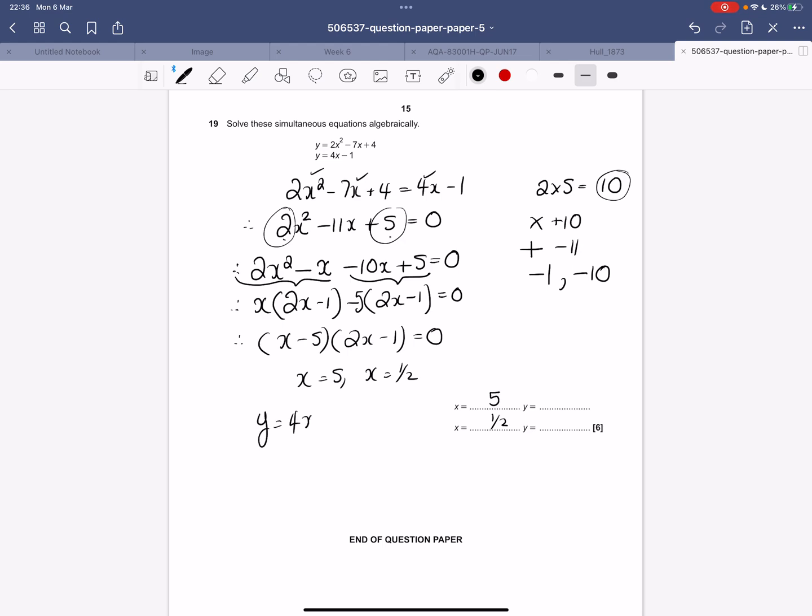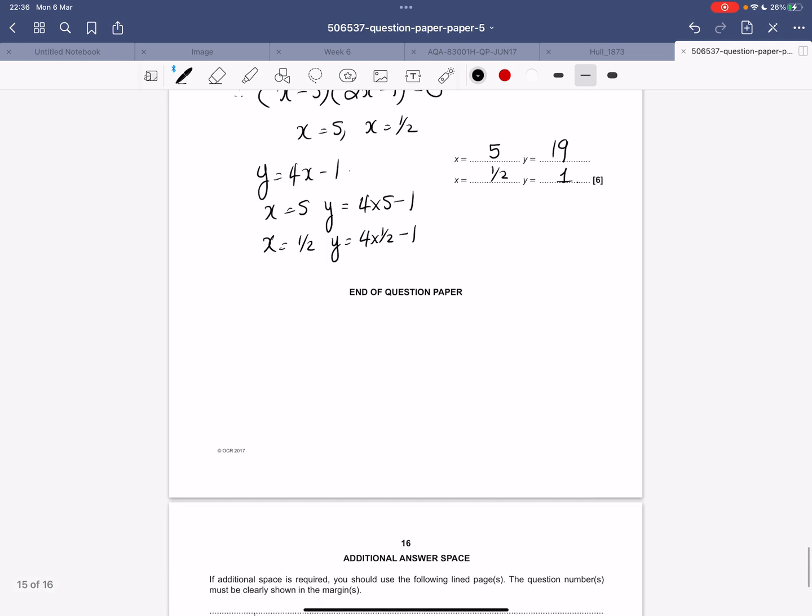Y is 4x minus 1. So if x is 5, y is 4 times 5 minus 1, which is 19. If x is a half, y is 4 times a half minus 1, which is 1. That's the end of that paper.